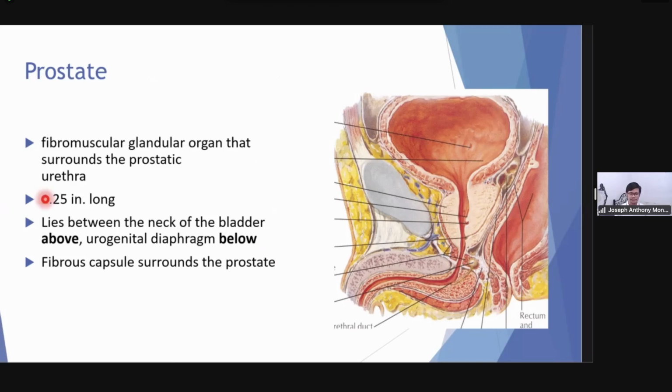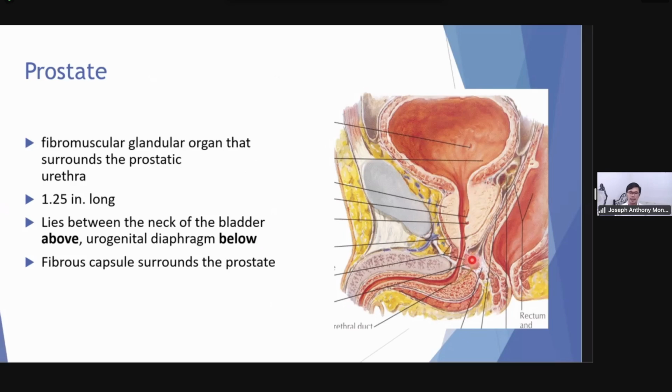So it has been said that the usual length of the prostate is 1.25 inches long. Okay? And it lies between the neck of the bladder above and the urogenital diaphragm below. Your prostate is somewhat conical in shape, as you could appreciate in the sagittal view. It has its base, and it has its apex.